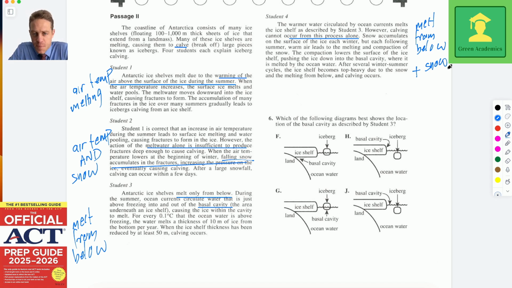Okay. Which of the following diagrams best shows the location of the basal cavity as described by student 3? During the summer, ocean currents circulate water that is just above freezing into and out of the basal cavity, the area underneath an ice shelf. So the basal cavity has to be underneath the ice shelf. So it's definitely not this. It's not on the water. No, it's just underneath the ice shelf here, right?